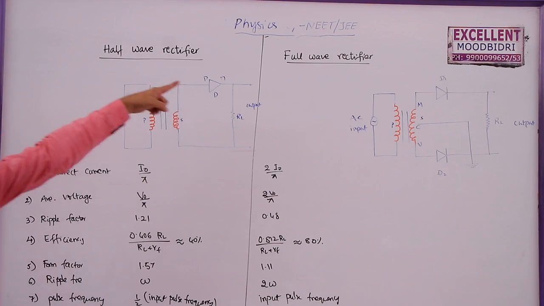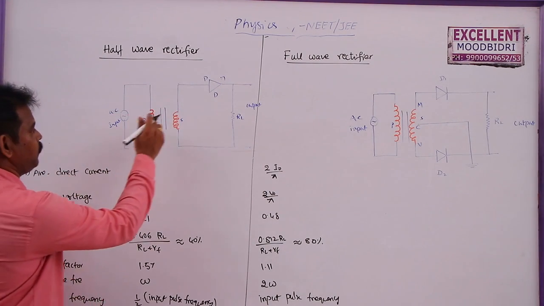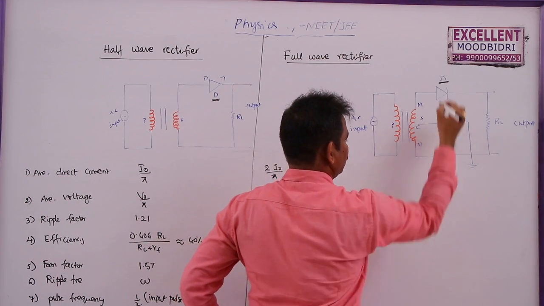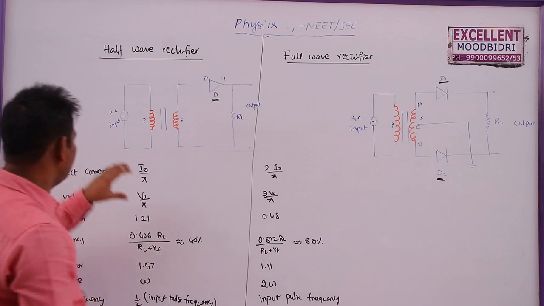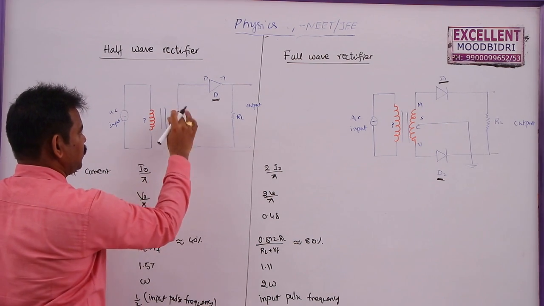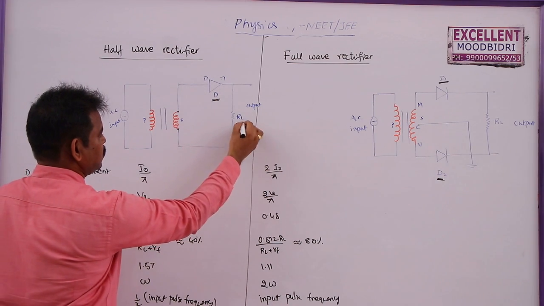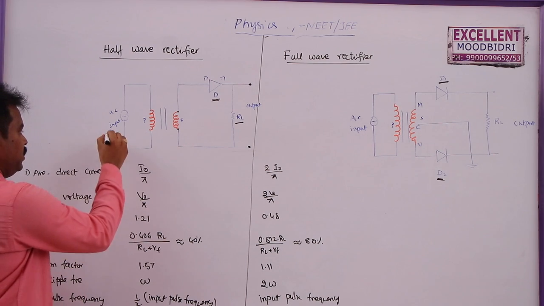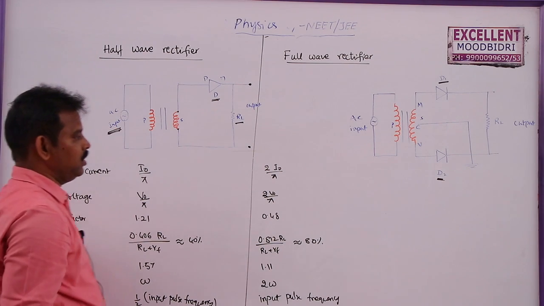Half wave and full wave rectifier. In a half wave rectifier you are using only one diode, whereas in a full wave rectifier you are using two diodes. So here we are using a transformer. The output of the transformer is connected to this diode here, and this is the load resistance, and output can be obtained between these 2 points. Here we are giving AC input.